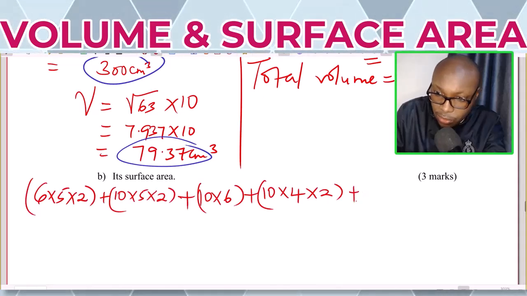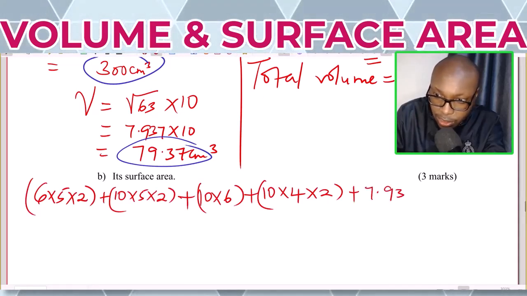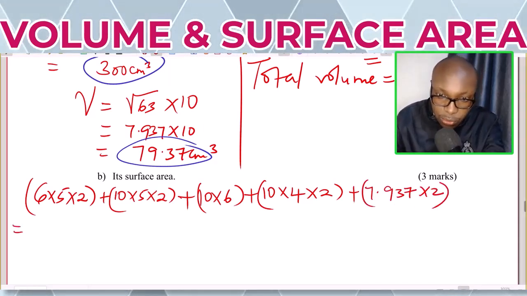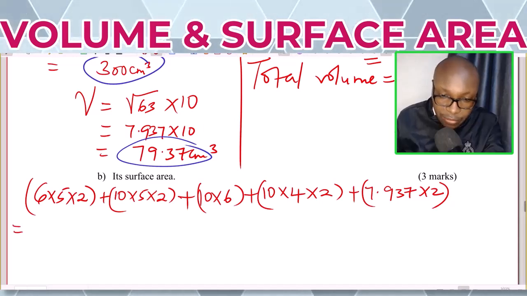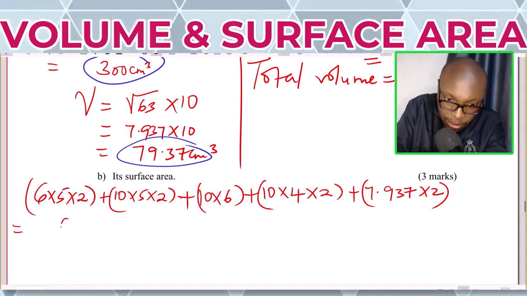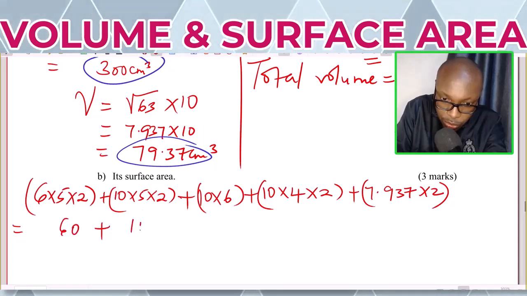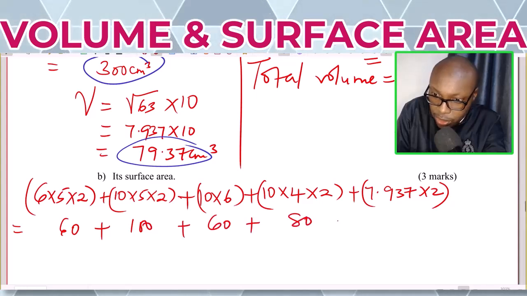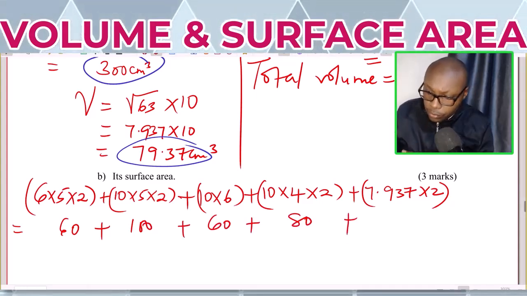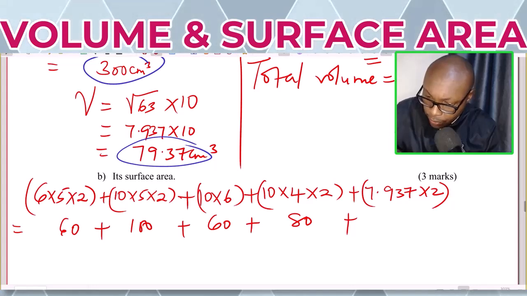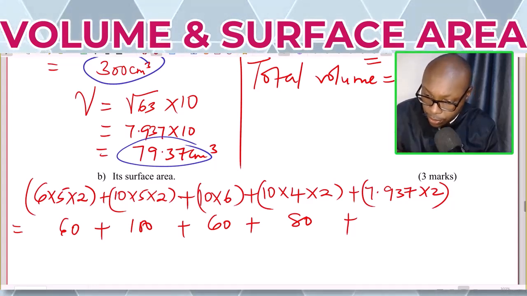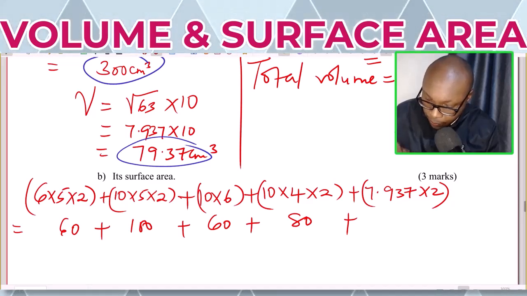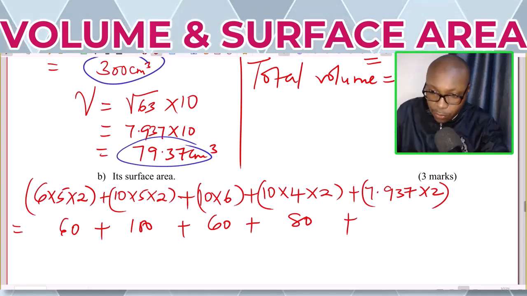We got the area of each triangular surface as 7.937. So we multiply that by 2 because there are 2. This now will give the total surface area, so we're getting the areas of all the surfaces. These will be 30, these will be 60, plus these will be 50 times 2, these will be 100, these will be 60, these will be 80, these 40, these will be 80. Then for this one, 7.937 multiplied by 2 is 15.874.